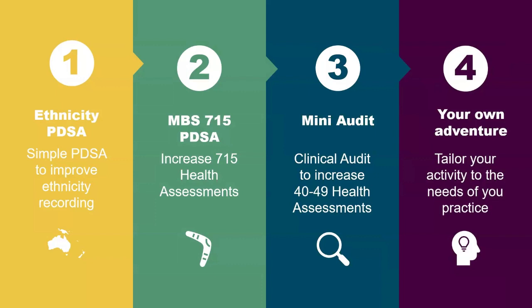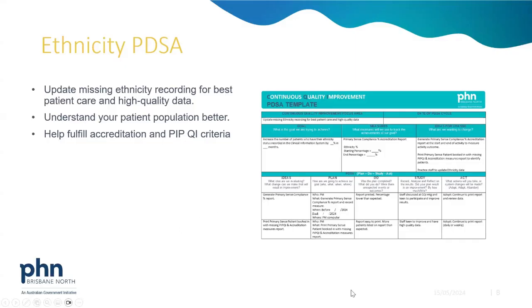You could also decide to engage in a mini audit specifically targeted to those at high risk of type 2 diabetes in the 40 to 49 age group. Or if any of these activities don't seem to work that well for you, you can also choose your own adventure. So the ethnicity PDSA, this is what it looks like.